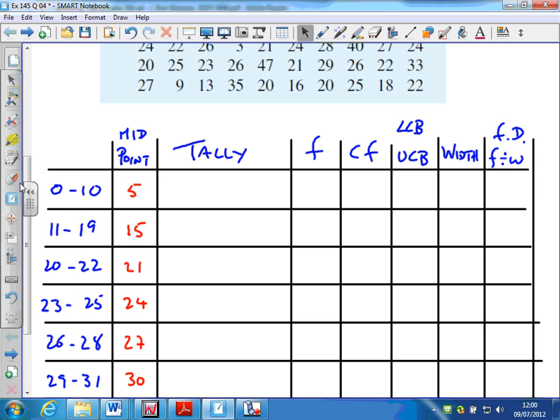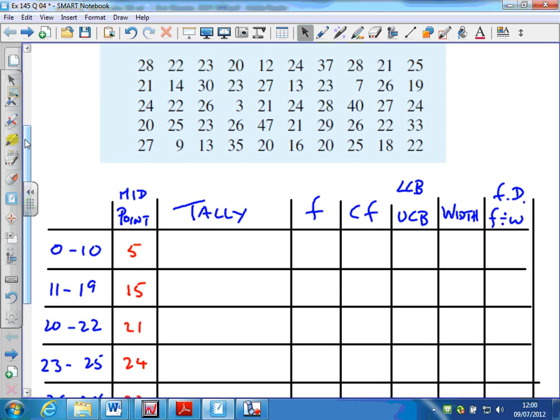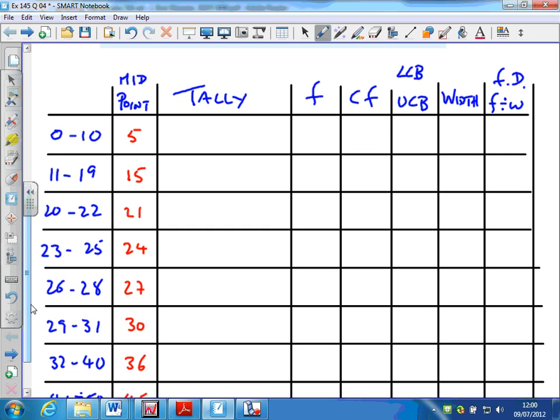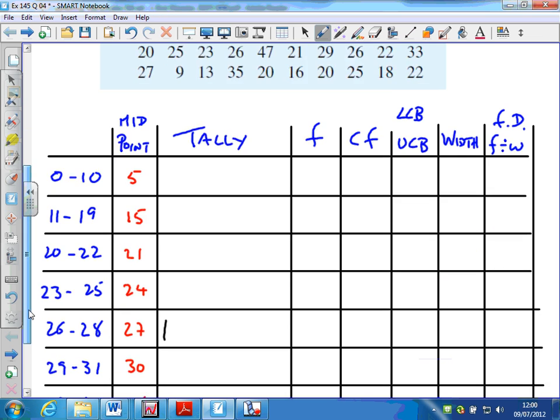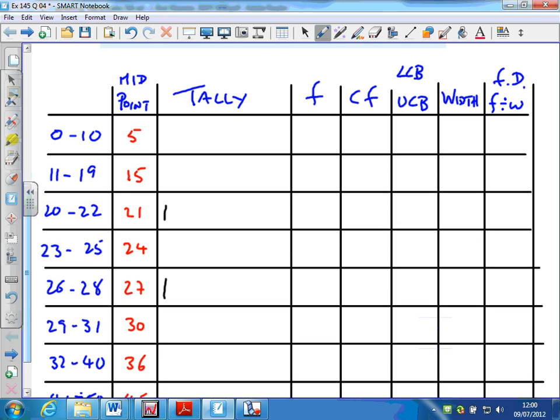So looking at our data then, 28 is the first piece of data. As I go through, to make sure I don't make any mistakes, and also so that if people distract me, I'll know where I am, I'm going to cross off each one as I put it in. So 28 goes in the 26 to 28 group, so I put a tally mark in there. The next one, 22, goes in the 20 to 22 group, and so on. So I'm just going to pause this video and complete putting the data in.